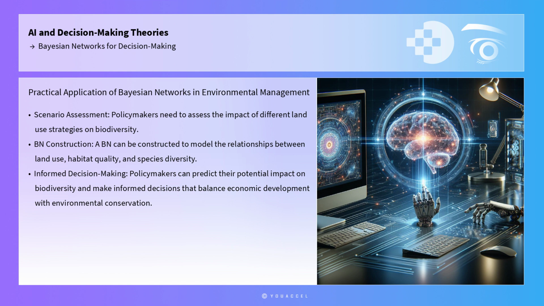The practical application of Bayesian networks in decision-making is further demonstrated by their use in environmental management. Consider a scenario where policymakers need to assess the impact of different land use strategies on biodiversity. A BN can be constructed to model the relationships between land use, habitat quality, and species diversity. By inputting various land use scenarios, policymakers can predict their potential impact on biodiversity and make informed decisions that balance economic development with environmental conservation.